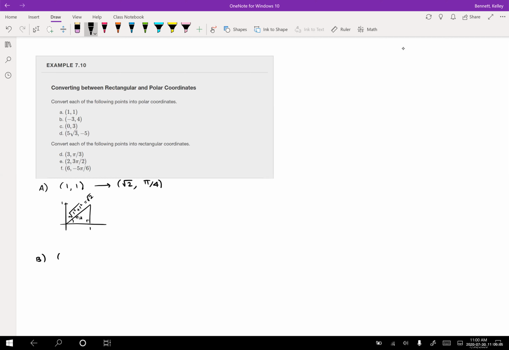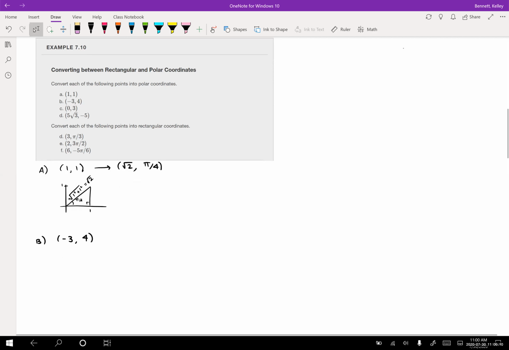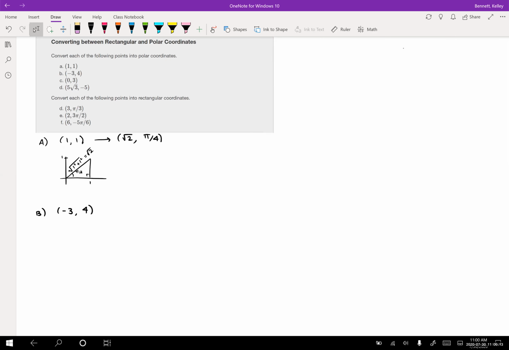So for B, now we're moving out of quadrant 1. And quadrant 1 is where things are pretty easy when it comes to the conversion. So now I'll have to think a little bit more carefully about what we're going to do. So -3, 4 is, let's say, right here. So this distance is 3. This distance is 4, and I'm creating a right triangle here.